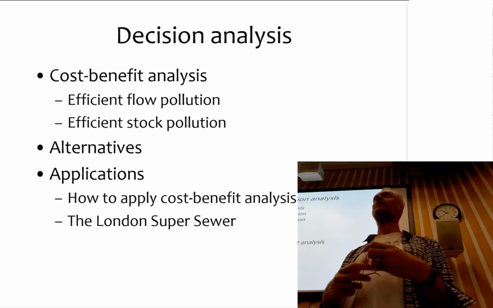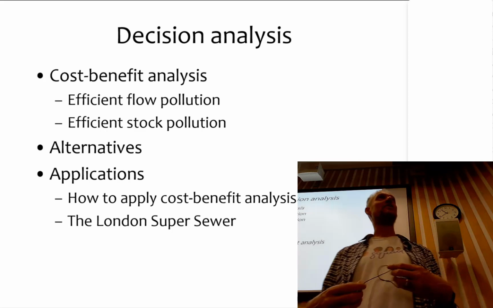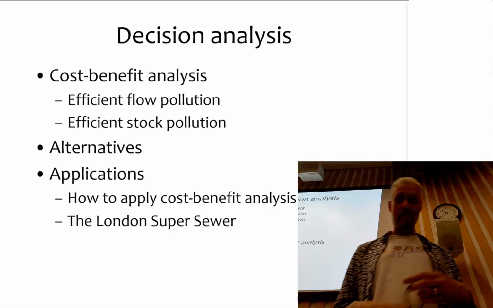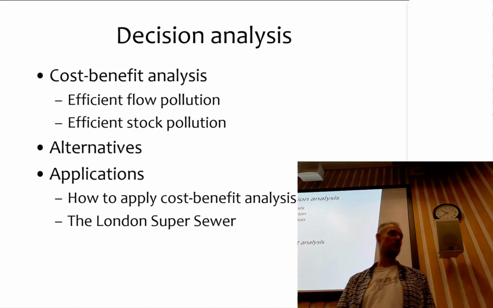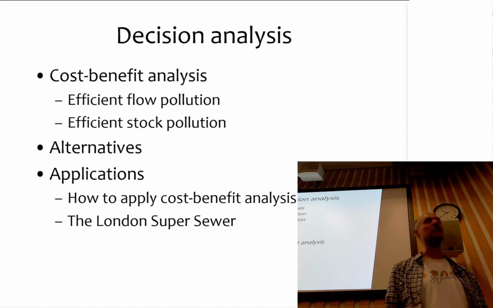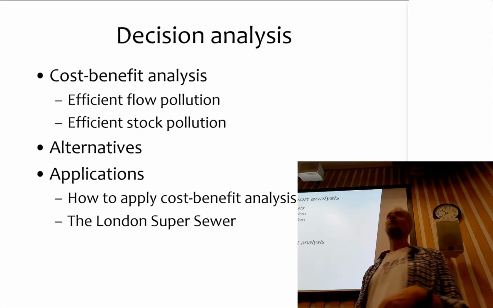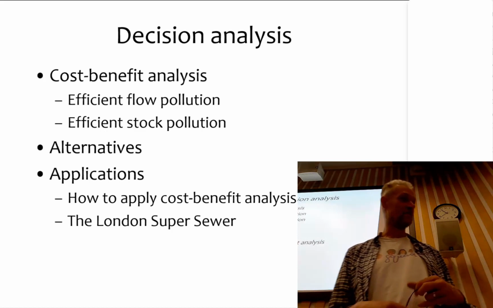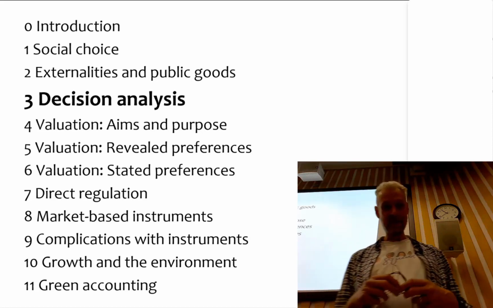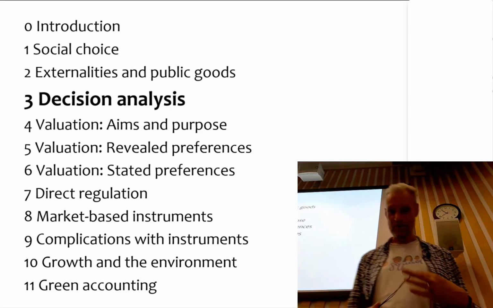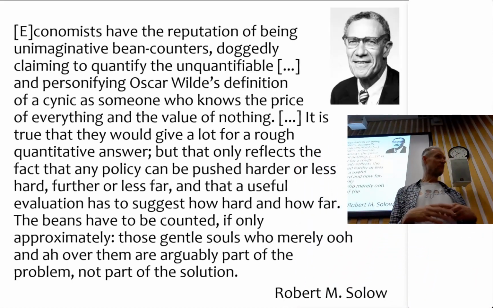That will create a big question, and that big question we're going to talk about over the next 3 weeks. So I'm going to talk mostly about cost-benefit analysis because that is what economists do. I'm going to talk a little bit about alternatives to cost-benefit analysis, and hopefully I won't have to go too quickly through an application to the London super sewer. So this is where we are in the lecture series. We're going to talk about decision analysis, and I'm going to start by talking about efficient flow pollution. But before that, we just need to talk a little bit about trade-offs.